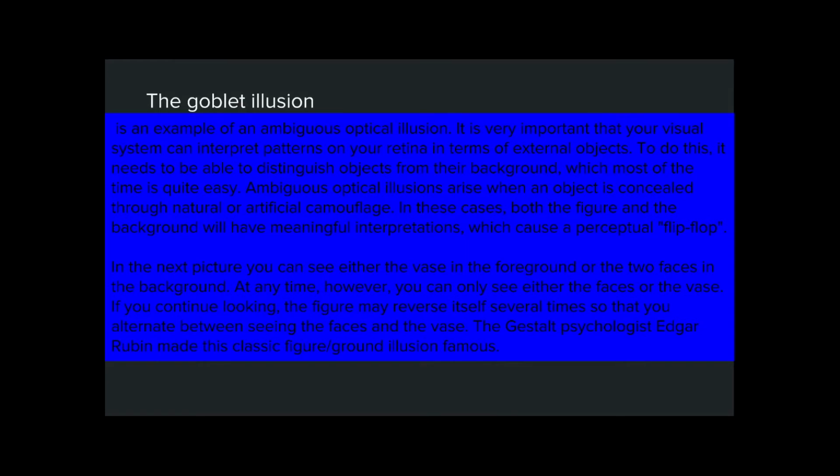The goblet illusion is an example of an ambiguous optical illusion. It is very important that your visual system can interpret patterns on your retina in terms of external objects. To do this, it needs to be able to distinguish objects from their background, which most of the time is quite easy.